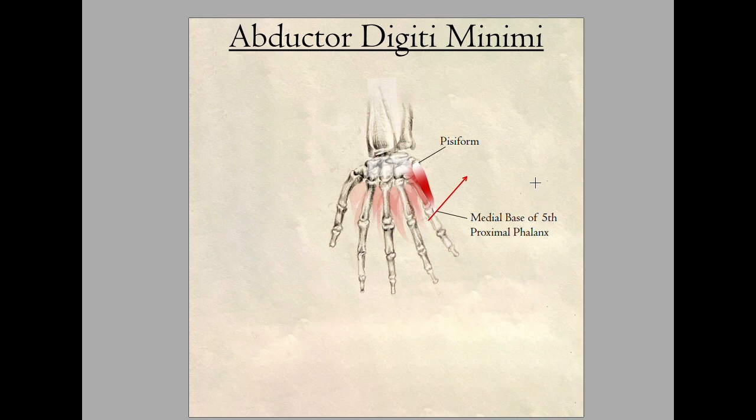All right. So this is your abductor digiti minimi. Okay. And that's what that guy's going to do. Medial base of the fifth proximal phalanx is going to abduct at the fifth metacarpal phalangeal joint. Beautiful. All right. Next one.